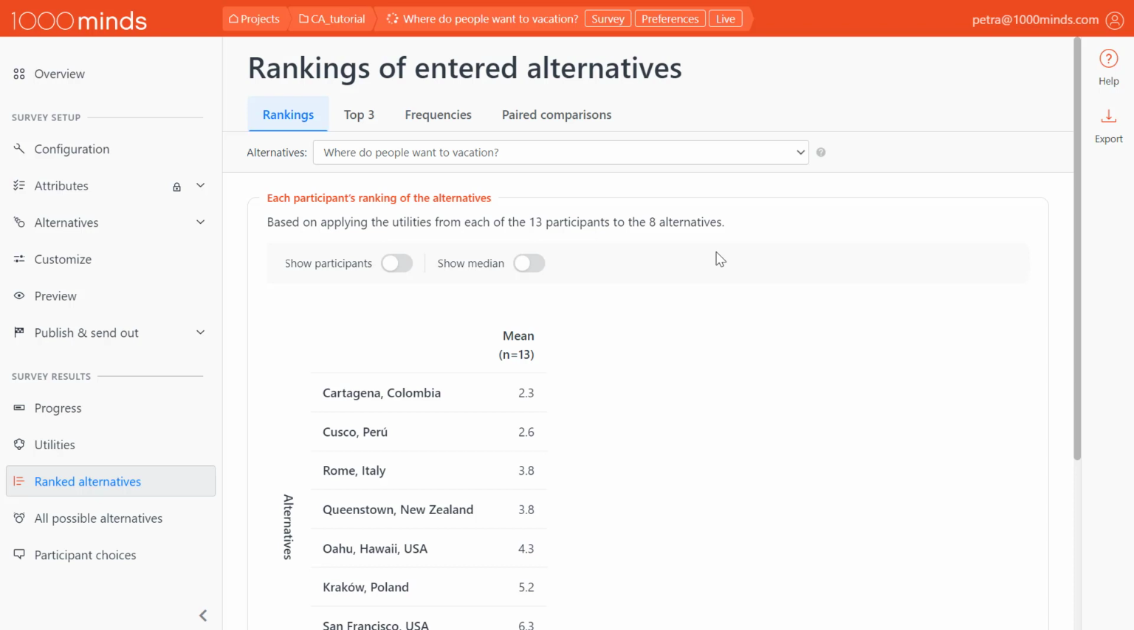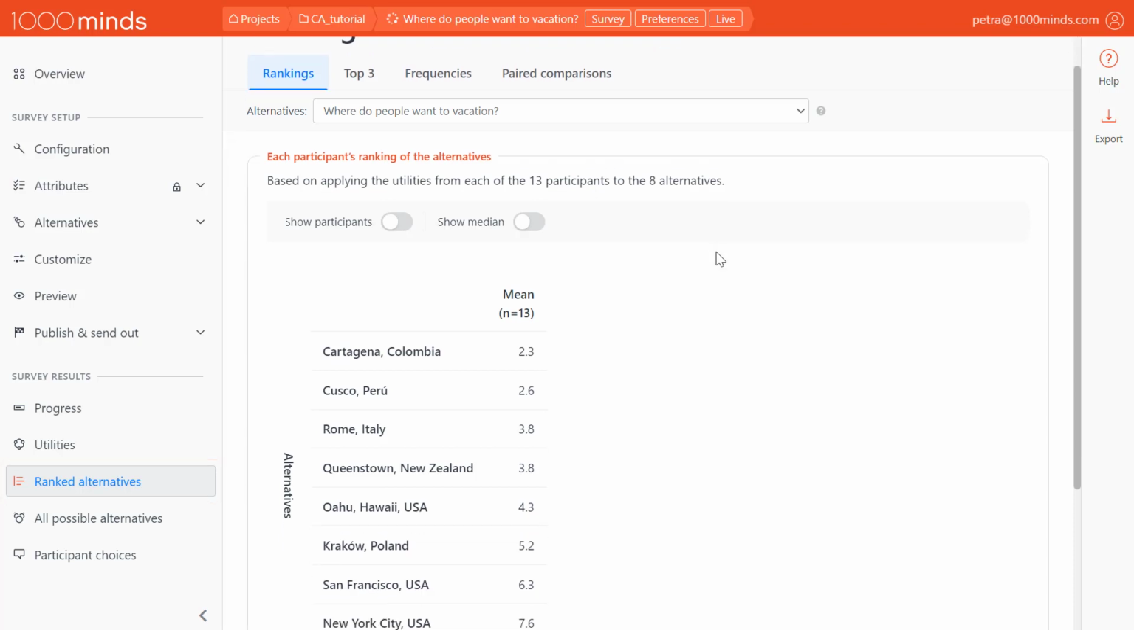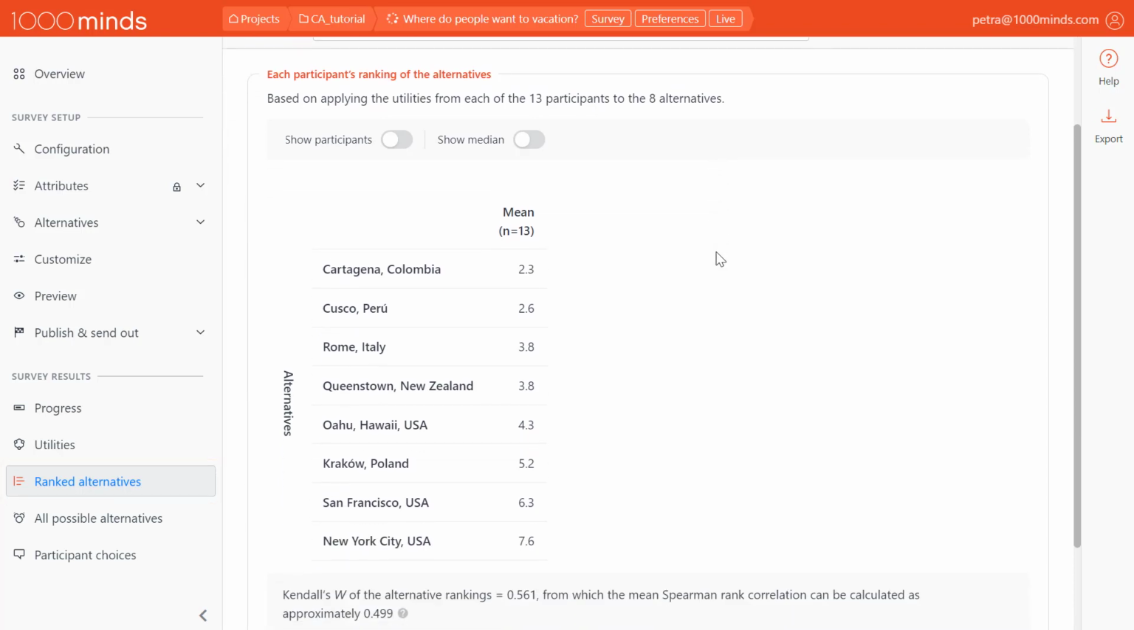Although utilities are interesting, there's also enormous power in applying each individual's preferences to different alternatives in order to predict the likely market share or market shift that might occur. If you've entered any alternatives, you'll see information about their rankings according to participant preferences on the Ranked Alternatives page. Here we see participant rankings of our alternatives, in this case, their preferences regarding vacation destinations.